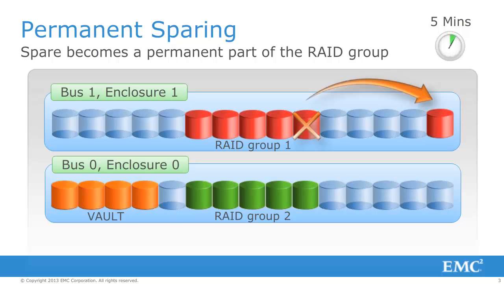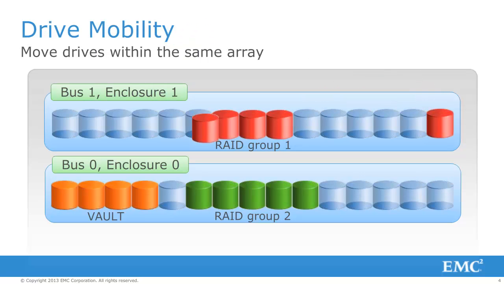Upon any drive failure, excluding the vault drive, MCR will wait for 5 minutes. After the 5 minutes have passed, the array looks for a suitable replacement on the array. When and if a match is found, the new drive is added to the RAID group and the rebuild process happens.